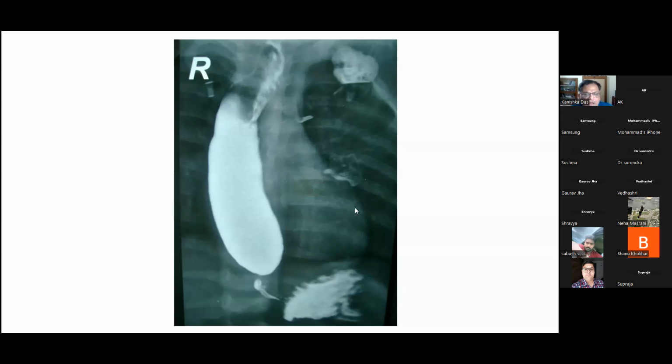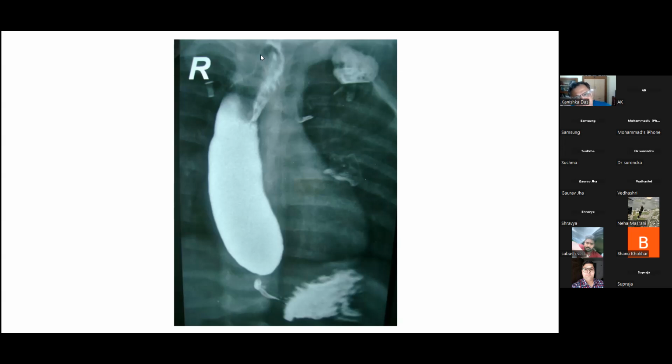Right. So what is this area on the top? Is this a narrowing there? So I wouldn't call it a narrowing. It's just comparatively a normal caliber as compared to the distal part of the esophagus. Why is it looking so narrow? So it could be the peristalsis.